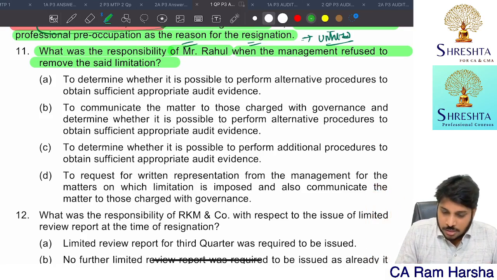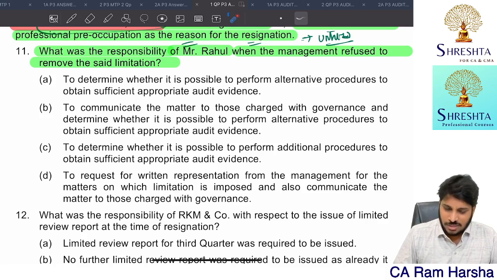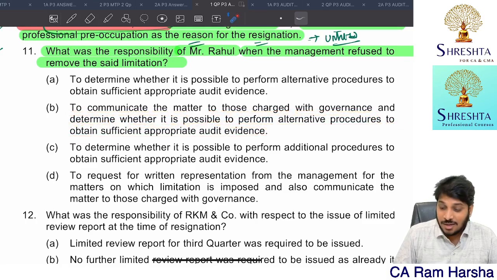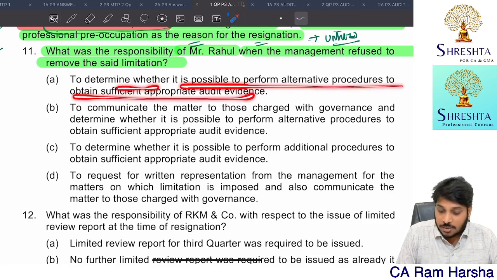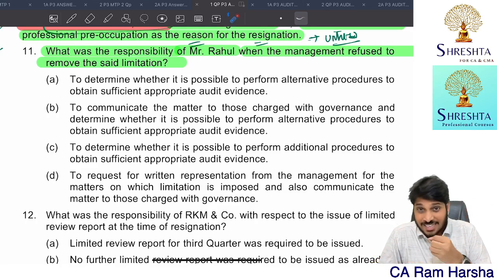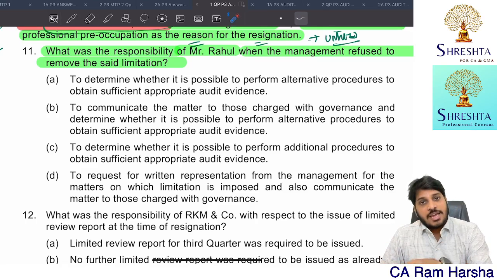Fine. So, to determine whether it is possible to perform alternative procedures. Management refuses to remove the limitation. To communicate the matter to those charged with governance and determine whether it is possible to perform alternative procedures. Here, top management itself is management. Getting it? Okay, let us see all the 4 options. Generally, when management imposes a limitation, we ask them to remove it. If they don't remove it, we try to perform alternative procedures and try to get the evidence. If at all, ultimately we are not getting evidence, inability to obtain evidence: material but not pervasive, we give a qualified opinion. Material and pervasive, we withdraw from the engagement. If withdrawal is not possible, the audit report must be given. Disclaimer of opinion we give.